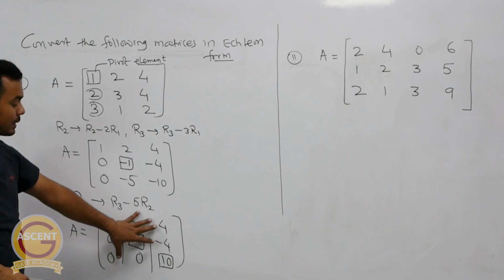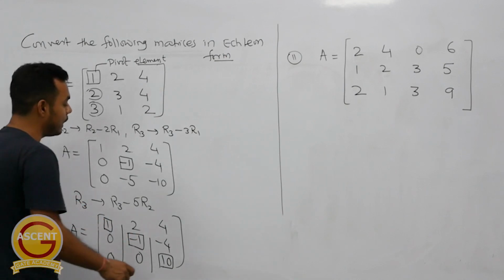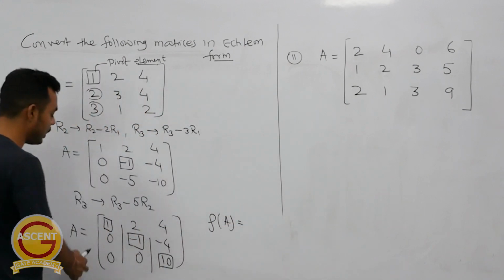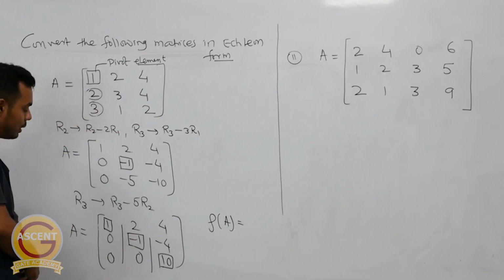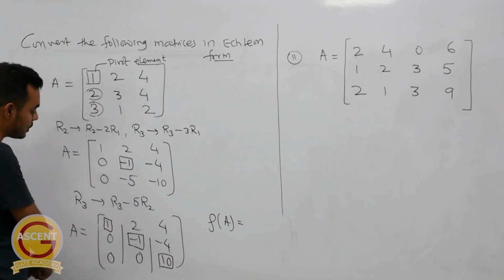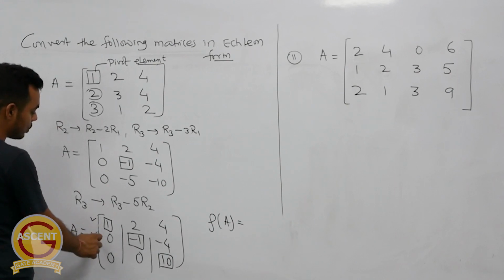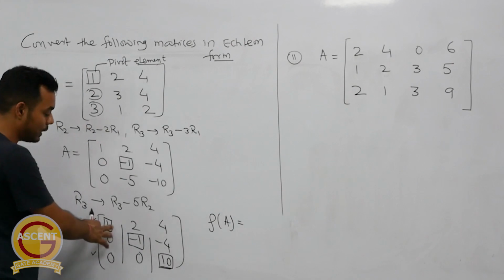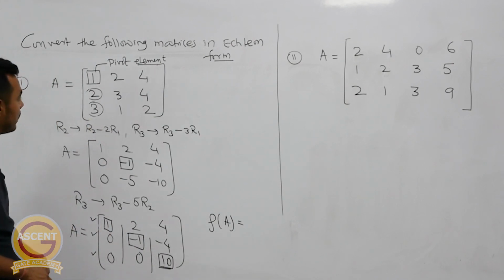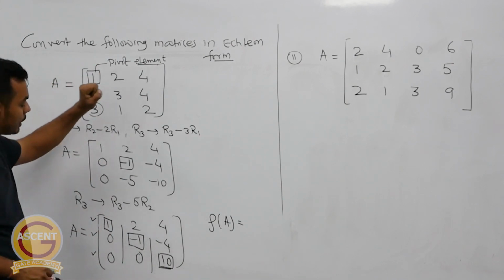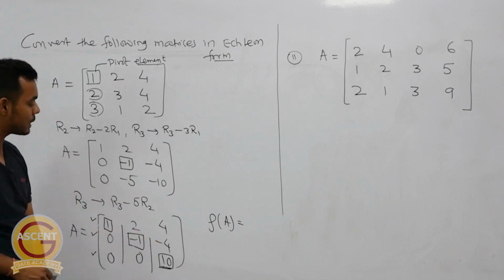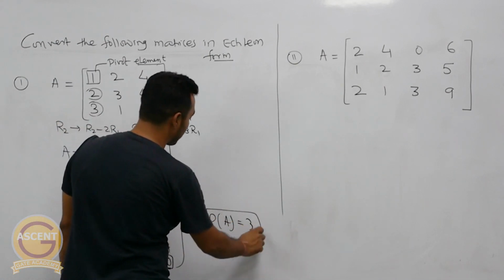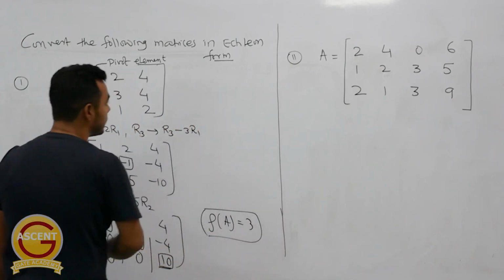So now this matrix A is in echelon form, and here if I ask you what is the rank of this matrix A, so you can see that all these three rows are non-zero rows. R1 is non-zero, R2 is non-zero, and in R3 also we have one non-zero entry. So all these three rows are non-zero rows, and we have seen that rank of matrix is nothing but number of non-zero rows in echelon form of matrix. So here the rank of this particular matrix will be 3. So this was our first example.